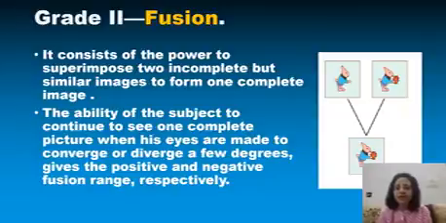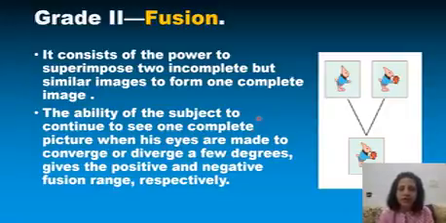The second grade of binocular vision is fusion. This is the power to superimpose two incomplete but similar images to form one complete image. The ability of the subject to see one complete image when his eyes are made to converge or diverge a few degrees gives positive and negative fusion rays respectively. The slide for fusion is a rabbit with a tail and a rabbit with a bouquet, and a person with normal fusion will be able to see a rabbit with a tail and a bouquet.